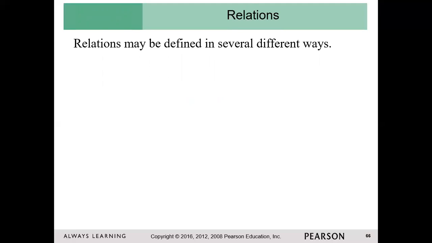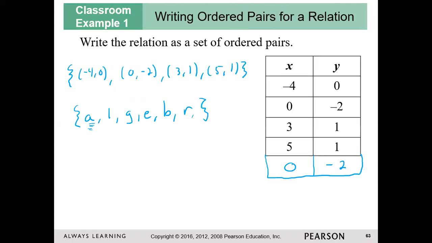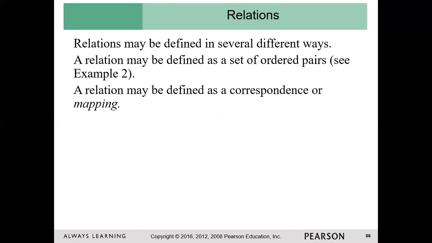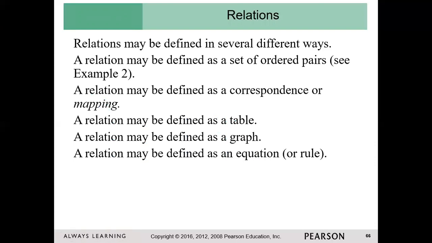So relations may be defined in several ways. We've seen a set of ordered pairs denoted with the curly brackets. We've seen them written in table form. They can be defined graphically. They can be defined by a mapping. So a table, again, we saw that before. We can create an equation. A linear equation is going to be able to define a function.